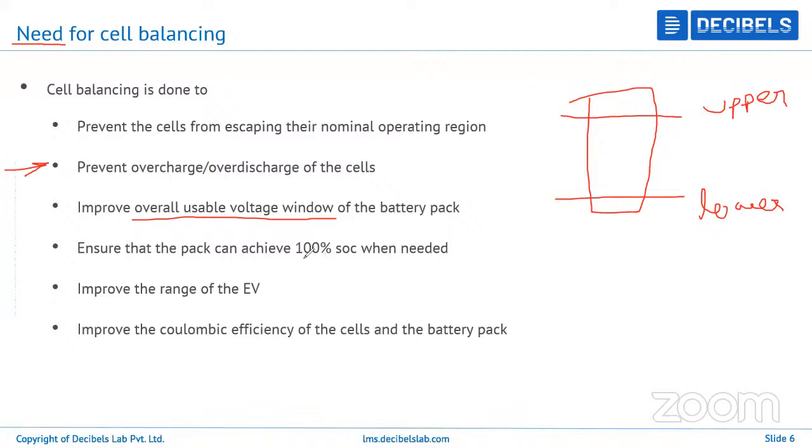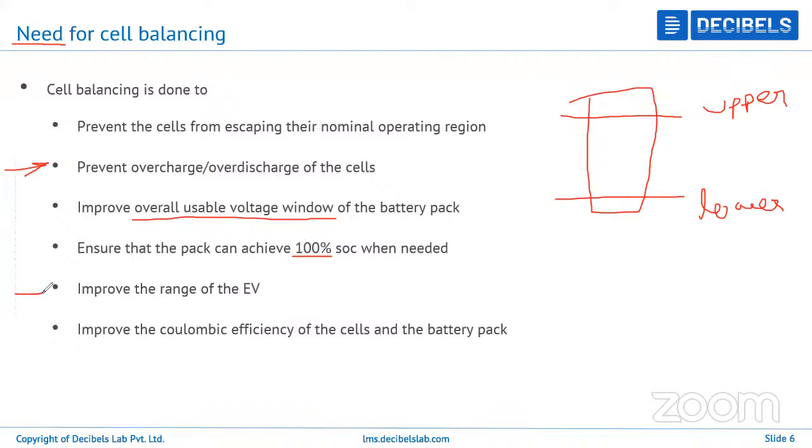And to ensure that the battery pack can achieve at least up to 100% SOC whenever it is needed, especially when long distance travel is preferred, right? Let's say you want to travel hundreds of kilometers, then you cannot travel on a battery pack that is only half charged, like 60-70%. It has to have 100% SOC in these cases. Imbalanced battery packs will not give you 100% SOC. That is why cell balancing is needed.